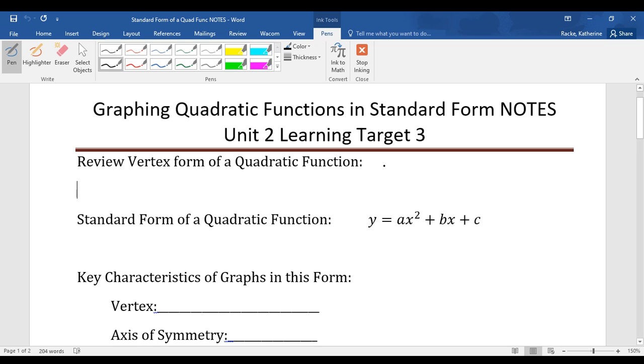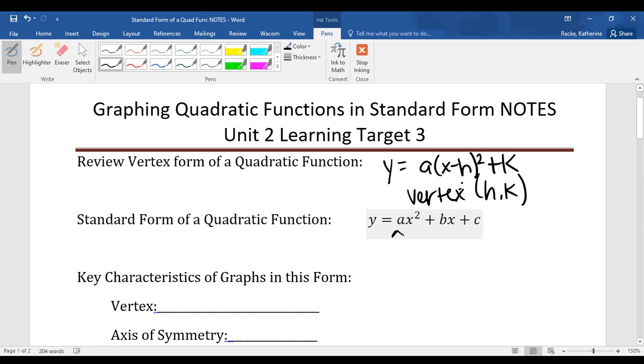The vertex form was y equals a parentheses x minus h squared plus k, where the vertex of this is (h, k). Okay, so now we're going to move on to standard form of a quadratic function, which you see here. Y equals ax squared plus bx plus c. You've seen that before. We've talked about how a, b, and c are just constant numbers. But there are some things you need to know about this when talking about graphing.